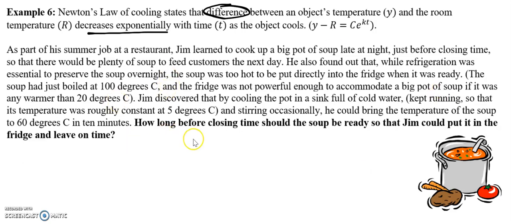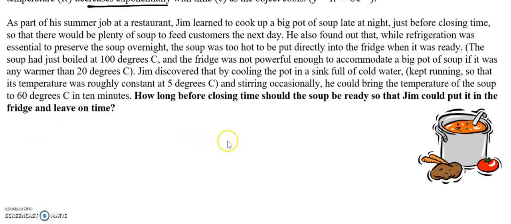All right, last example. As a part of his summer job at a restaurant, Jim learned to cook up a big pot of soup late at night just before closing time, so there'd be plenty of soup to feed customers the next day. He also found out that while refrigeration was essential to preserve the soup overnight, the soup was too hot to be put directly into the fridge. This is the same idea of if you make pasta salad and you put the hot pasta into your refrigerator, the temperature of your refrigerator will go up because if the pasta is too hot, it is actually heating the environment as opposed to the refrigerator cooling the things around it, and you can end up spoiling food.